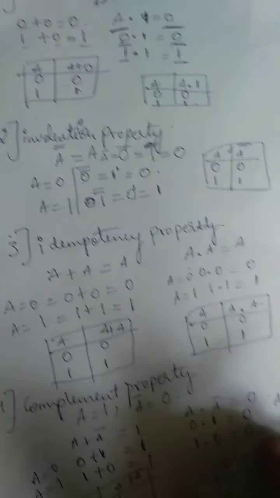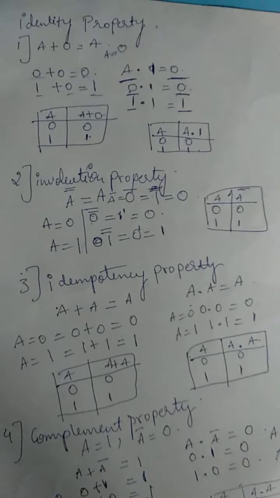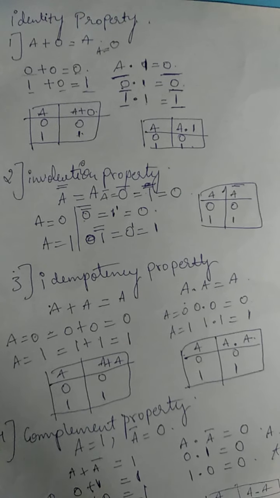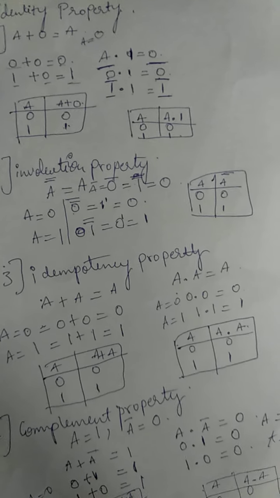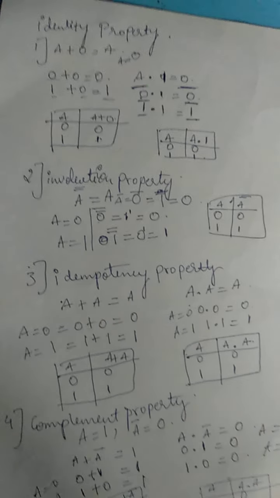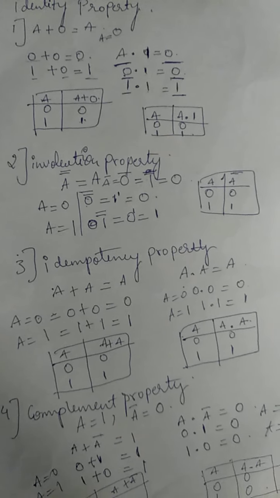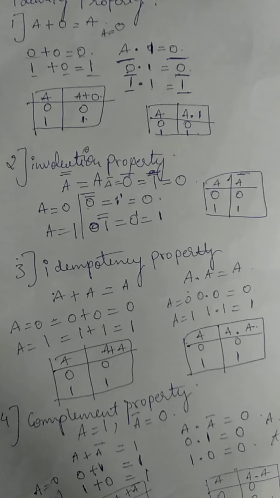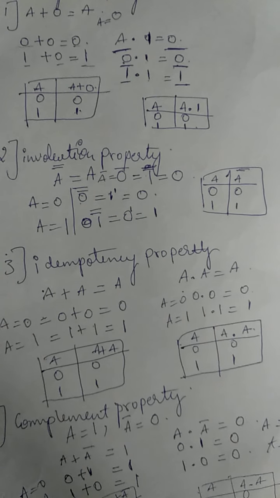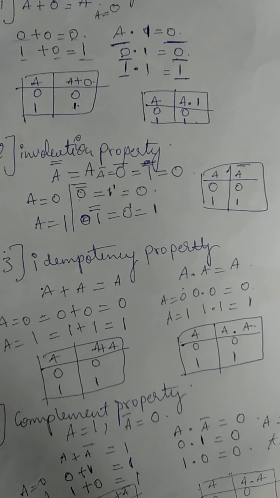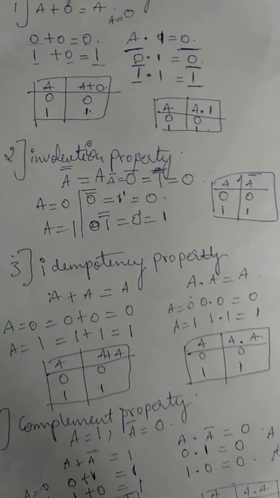So these are the 4 properties. First one is the identity property, which gives the expression a plus 0, which gives the answer as a. You can see the truth table. Involution property, which takes the double inversion of the given variable and gives the value of its original variable.